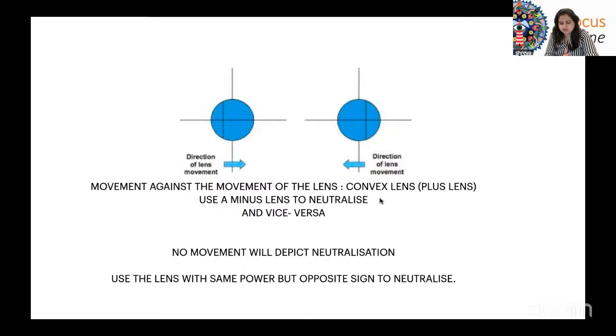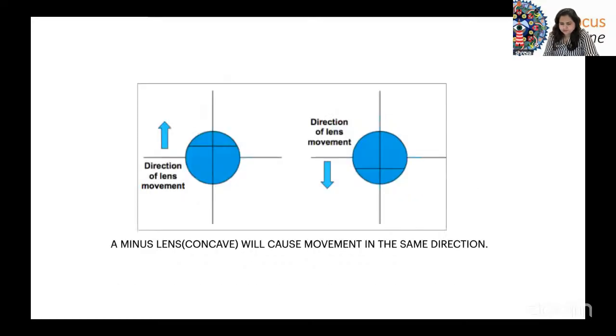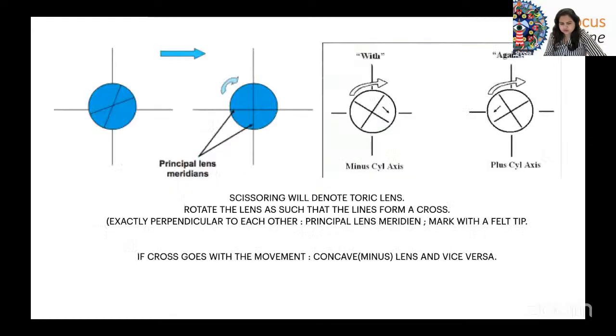That is, the image is going to move in the similar direction as that of the movement of the lens. When there is no movement, that will depict that neutralization has taken place. So this is a concave lens, that the image is moving in the similar direction of the lens movement.